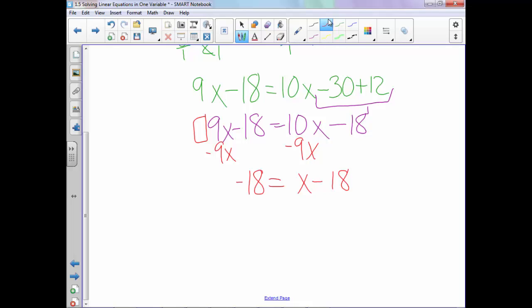And now we have to get this x by itself. So add our 18. Negative 18 plus 18 is 0 equals x. And we are done.